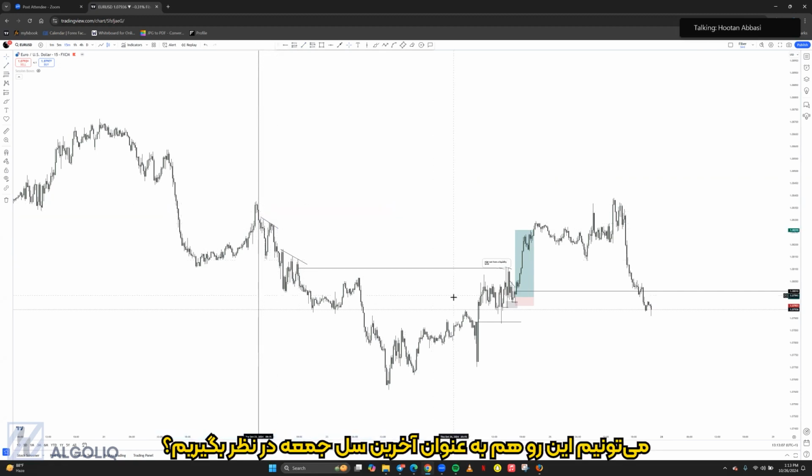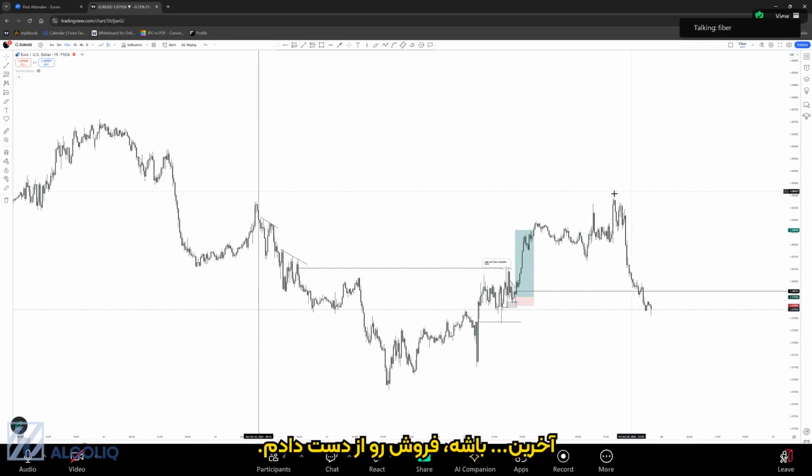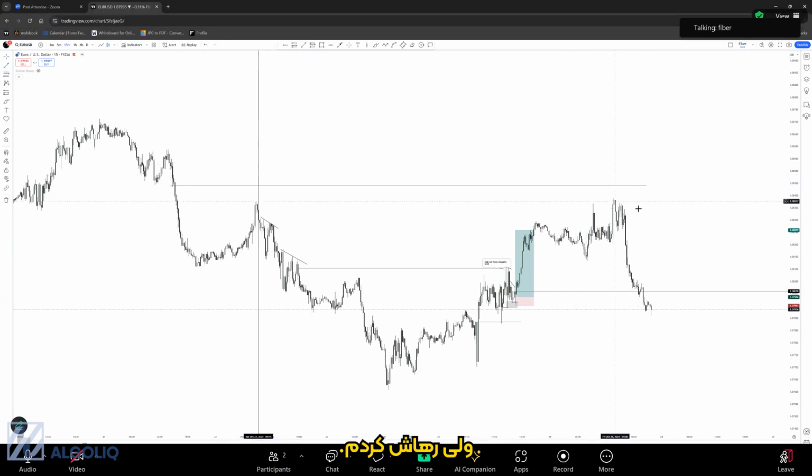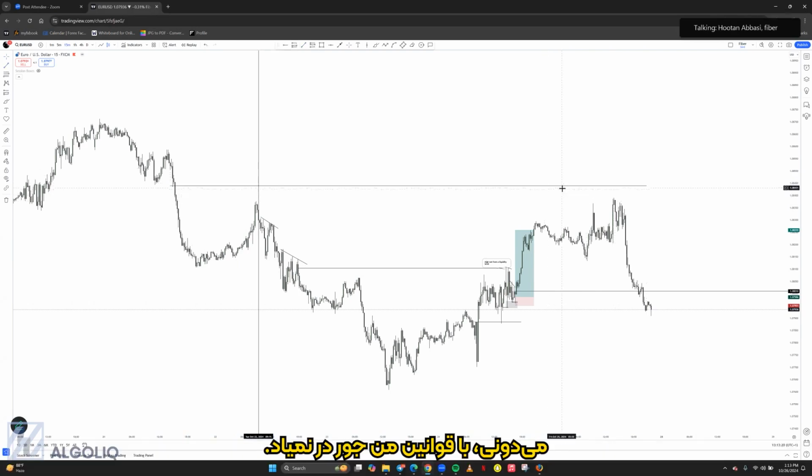Could we take that also, the last sell for Friday? Okay, I missed this sell. I was expecting price to push higher. I actually wanted to engage into the sell, but I just left it. It doesn't fit my rule, so I left it.